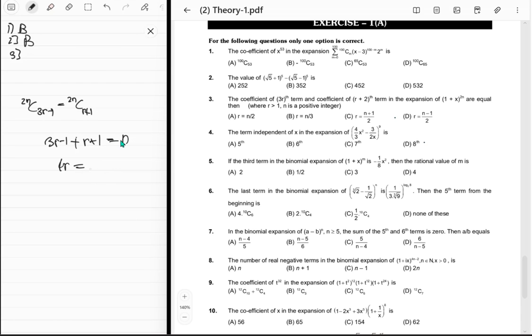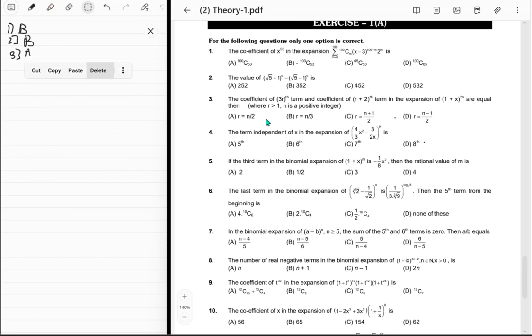So 4r is equal to n basically. So r should be just n upon 4? How did that happen? It's supposed to be 2n. Sorry, it should be 2n, so it's going to be n upon 2 now. So yeah, A is the correct answer.